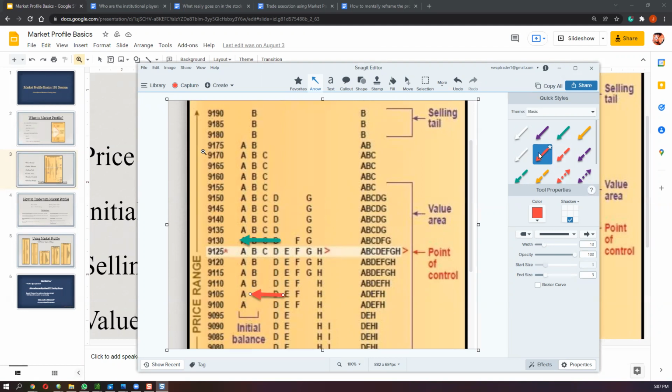And where would you want to get out of this trade? Well, I'd be looking at the A high. So I'd be going maybe a tick or two below that A high, and that would be my target.